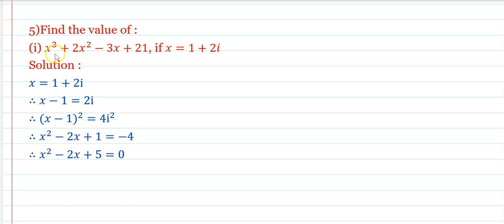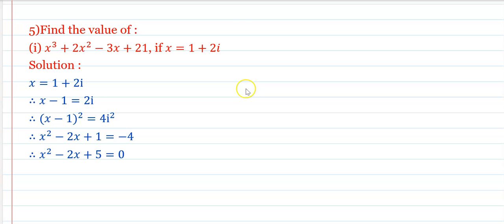Find the value of x^3 + 2x^2 - 3x + 21 if x = 1 + 2i. Now here the solution. x = 1 + 2i. x - 1 = 2i. Squaring on both sides: (x - 1)^2 = 2i squared, which is 4i^2. i^2 is minus 1 and hence it is minus 4. (x - 1)^2 means x^2 - 2x + 1 = -4. This minus 4, bringing it to the left hand side, becomes plus. Therefore you will get x^2 - 2x + 5.